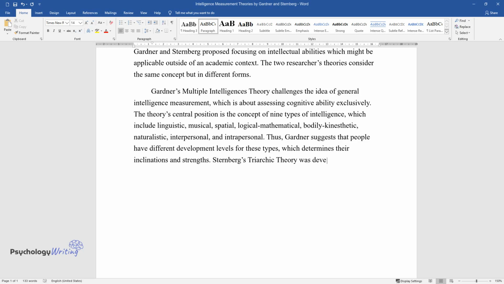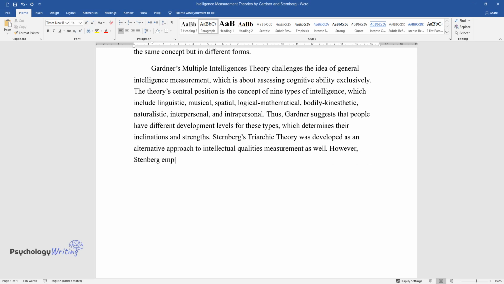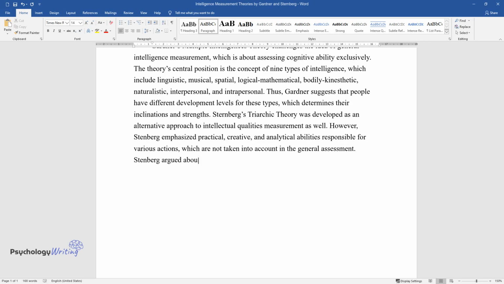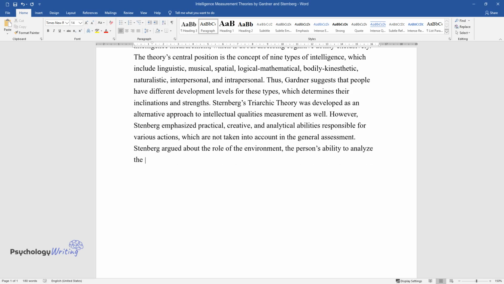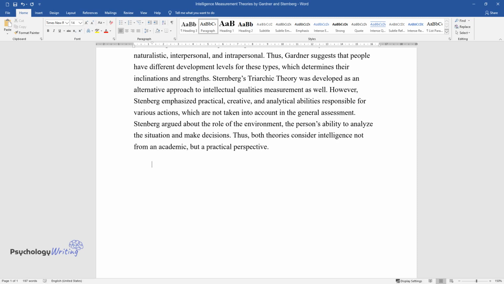Sternberg's triarchic theory was developed as an alternative approach to intellectual qualities measurement as well. However, Sternberg emphasized practical, creative, and analytical abilities responsible for various actions, which are not taken into account in the general assessment. Sternberg argued about the role of the environment, the person's ability to analyze the situation and make decisions. Thus, both theories consider intelligence not from an academic, but a practical perspective.